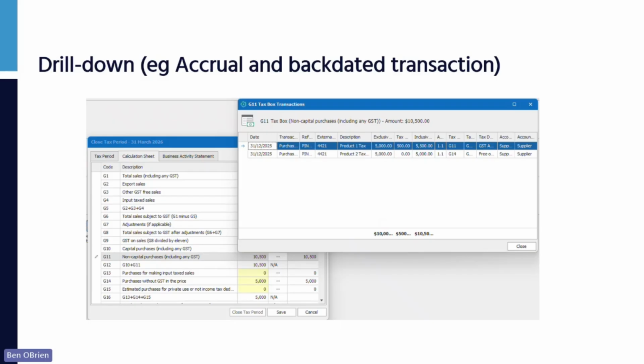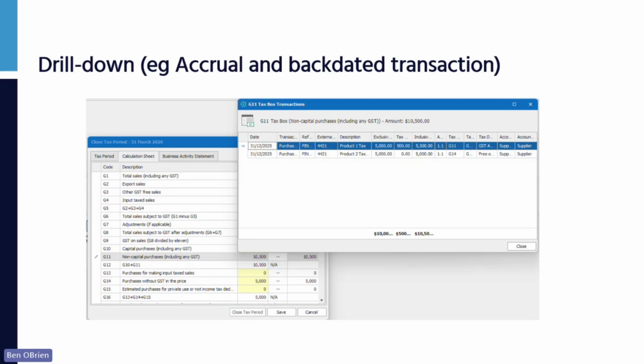So the drill down, again, surprisingly, some people don't know about the drill down capability, but essentially it's just in your calculation sheet. You have this little ellipsis and you can click on that and then that will show you the underlying transactions that make up that particular figure. It does get a little bit funny sometimes with some of the tax boxes that are a conglomerate of different reporting treatments. So you will see different transactions for different tax codes in the same drill down.